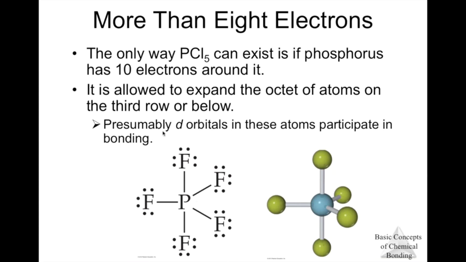So that's the key thing, though. It's in the third row or down. So oxygen's not going to have an expanded octet, but sulfur might have an expanded octet.